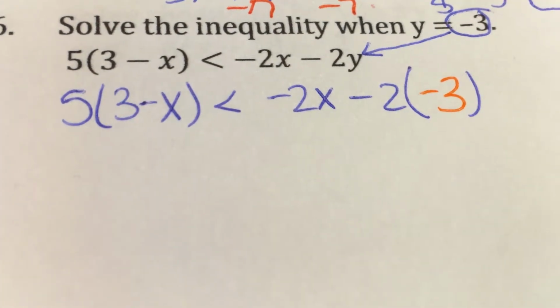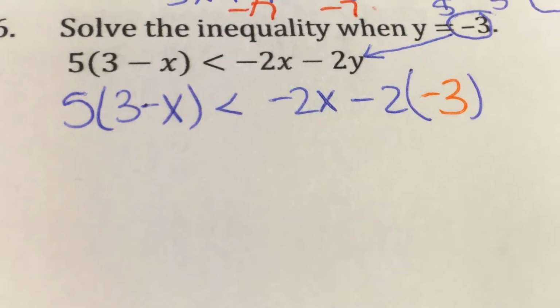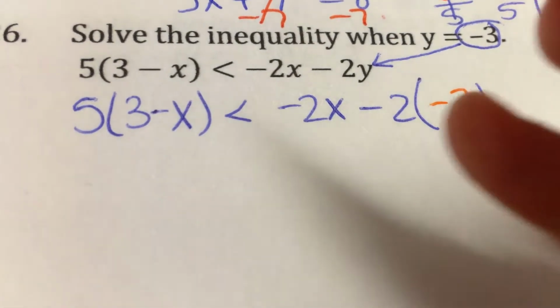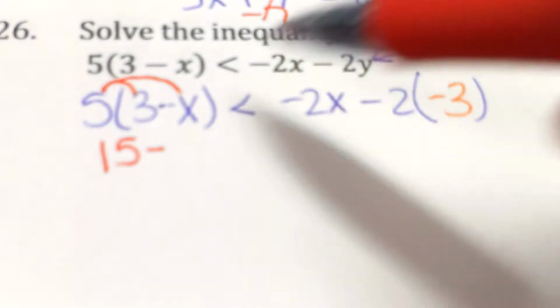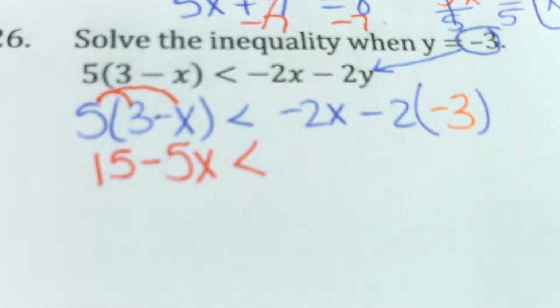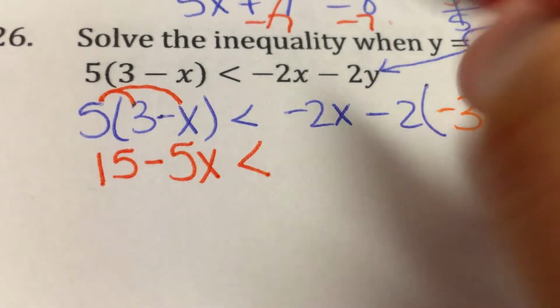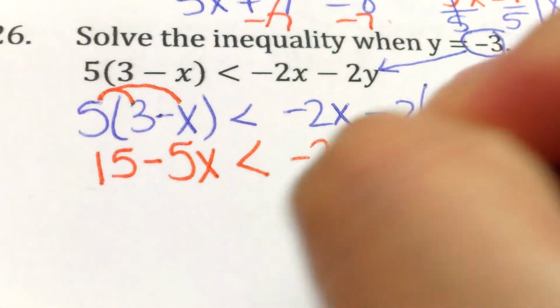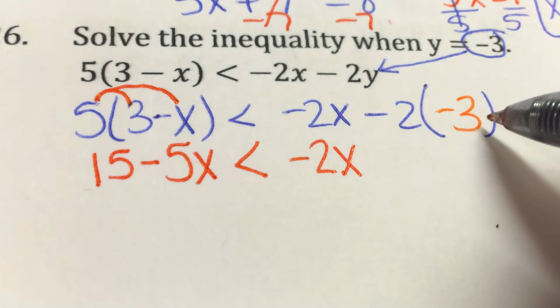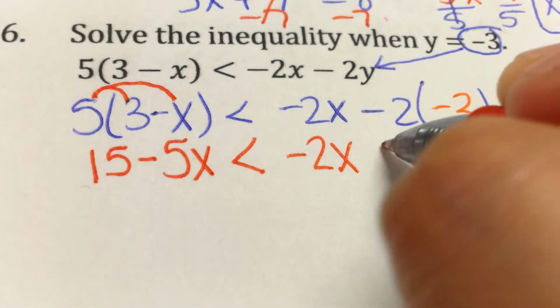Okay, then we have to solve for x because that's what it's asking for, solve. So we're going to do the distributive property here because we have a number in front of a parenthesis that's multiplying. 5 times 3 is 15. 5 times x is 5x. Then we bring this down. -2 times -3, +6.